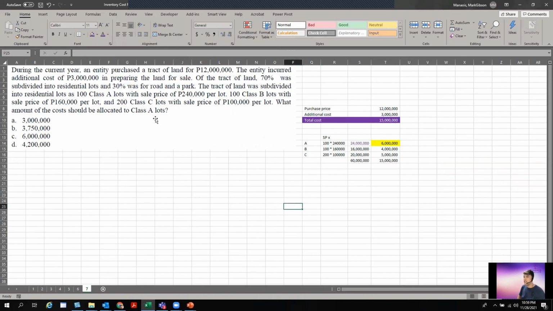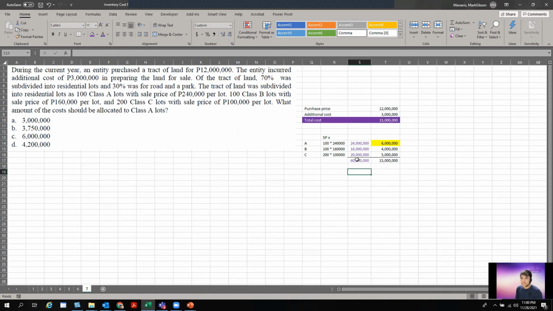Class B naman, so that's 100 lots, 160,000 pesos per lot. So that's 16 million. Sa Class C naman, meron tayong 200 lots at 100,000 per lot. So that's 20 million. So total would be 60 million pesos. So this would be the basis of our computation now, no? Okay. So gawa lang tayo ngayon ng ratio. So 15 million, ito yung i-allocate natin, ha, class? So kaya napansin mo, 15 million naging total, no?